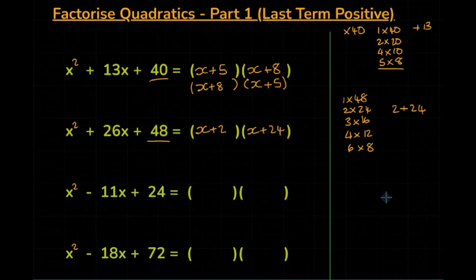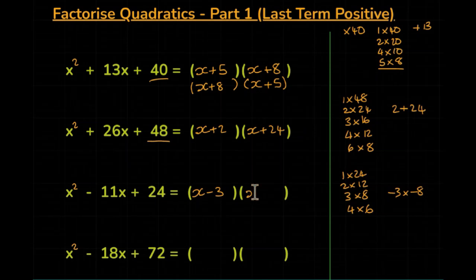Okay. Next one then. They need to multiply to 24. So I could use 1 times 24, 2 times 12, 3 goes in, 3 times 8, and 4 times 6. Now if I use minus 3 times minus 8, I do get minus 11. So I can put in x minus 3 and x minus 8. Okay. The last one then have to multiply to 72, so I could have 1 times 72. It's going to take me a bit longer this time.